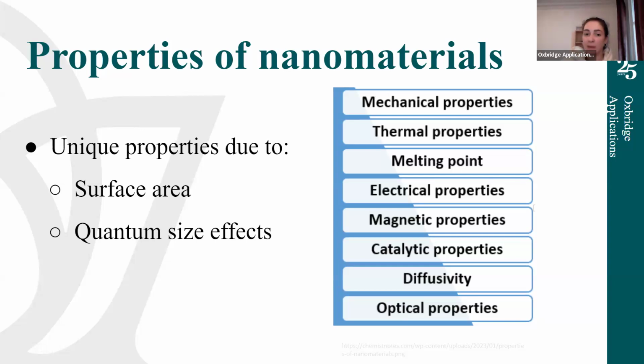So some materials might be completely inert in their bulk form, but once we reduce them down to the nano size, they might be extremely reactive. This can also affect their strength or their electrical properties as well.